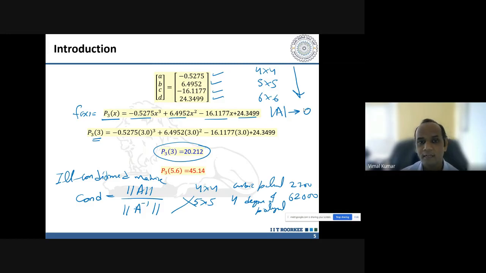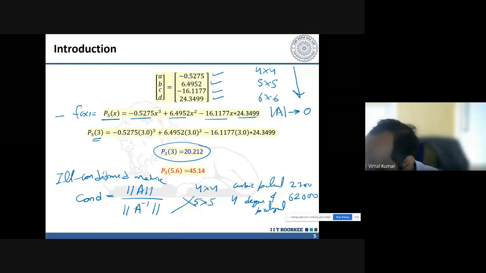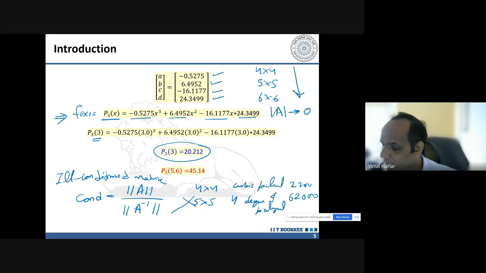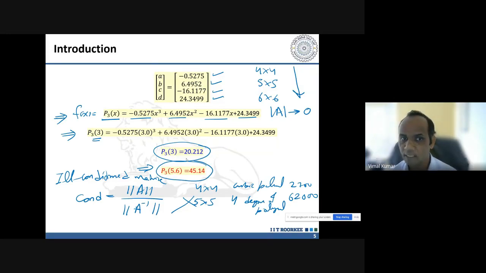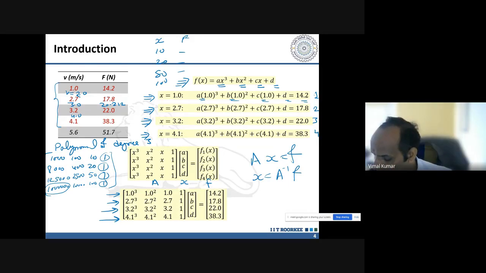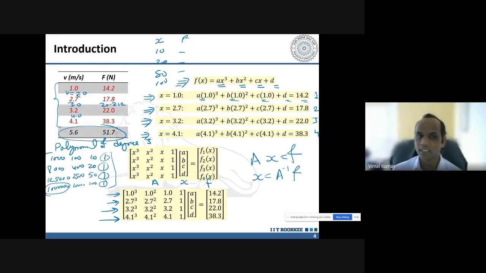We started with this particular simple example. Say I developed this polynomial and estimated the value of the function at 3. That means I'm doing interpolation. If I go for extrapolation, I obtain the value 45.14, but going back to my experimental data, it is 51.7. So approximately 10 to 15% error is there, and we don't want that. For extrapolation this method is completely false, and this robust way of doing model development is not acceptable for several reasons.